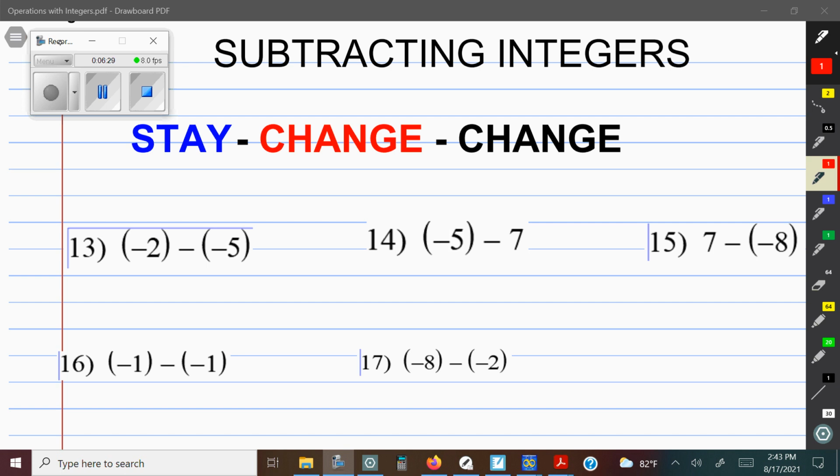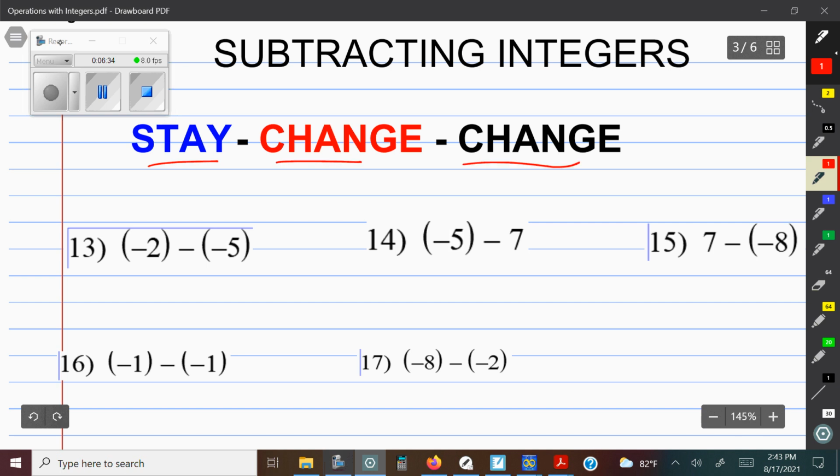All right, so the main rule to understand with subtracting integers is stay, change, change. Okay, so what does that mean? Well, you've got two terms here, but you've got that minus in the middle. In order to stay, change, change, you're going to keep the first term the same. You go change the sign because you only use this when you're subtracting. So you change the sign in the middle to plus, and then change the sign on that last number. In this case, it's negative, so we're gonna make it positive.